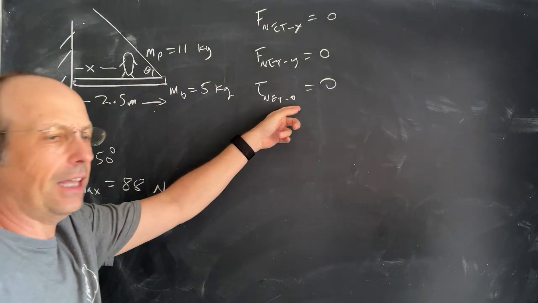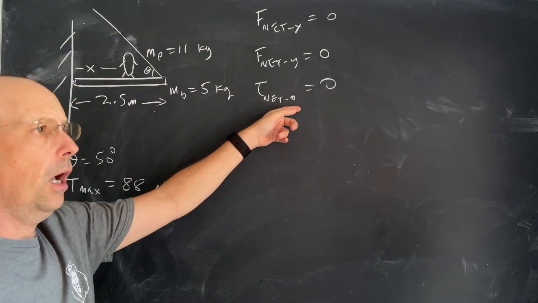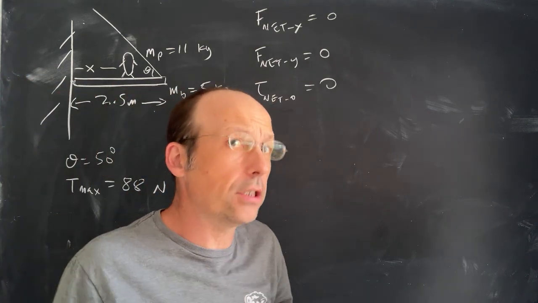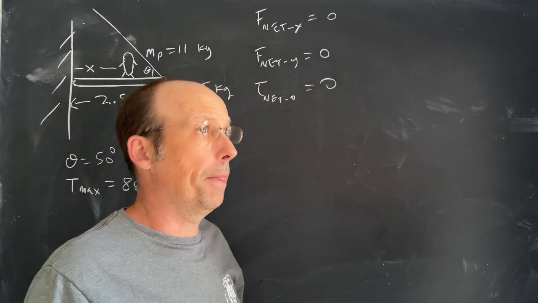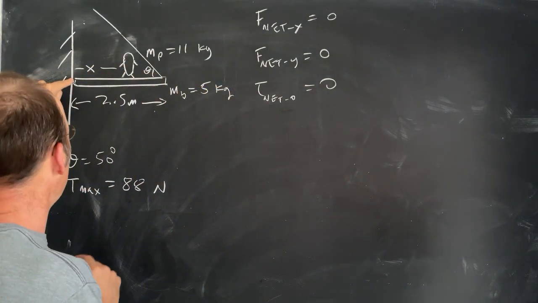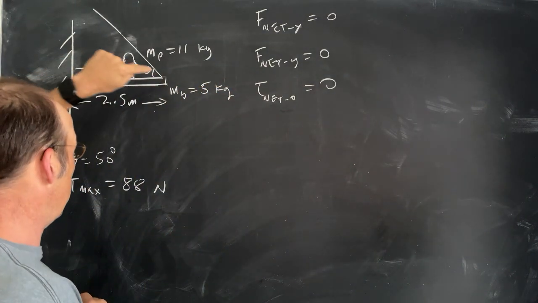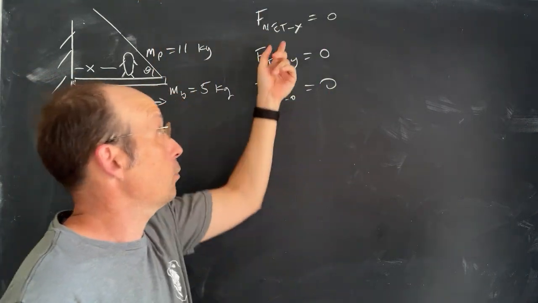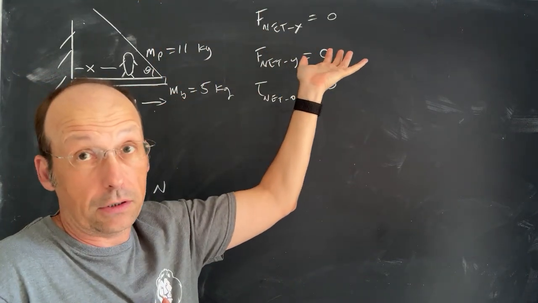This is a thing that the book doesn't mention, but it's important. O is the point about which you calculate the torque; you have to pick one. But it doesn't really matter where you pick it, because if it's not rotating about that point, it's not rotating. And the same is true for the net force in the x and y direction. You have to pick an x and a y direction.